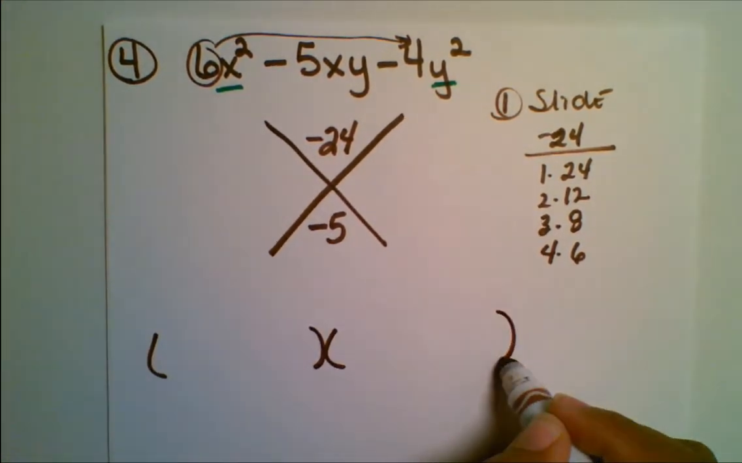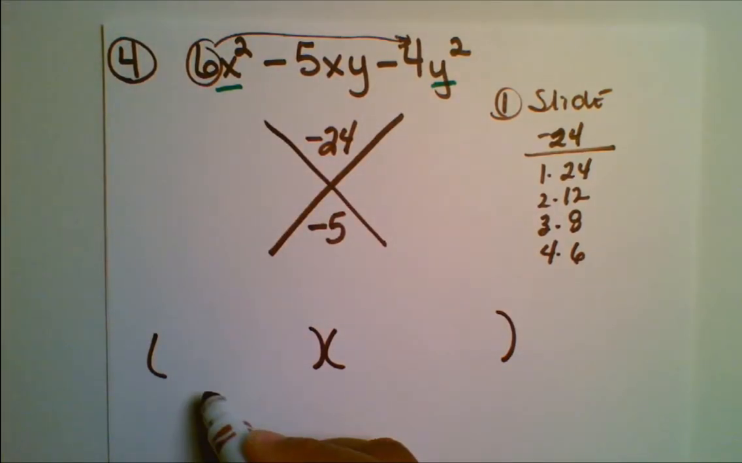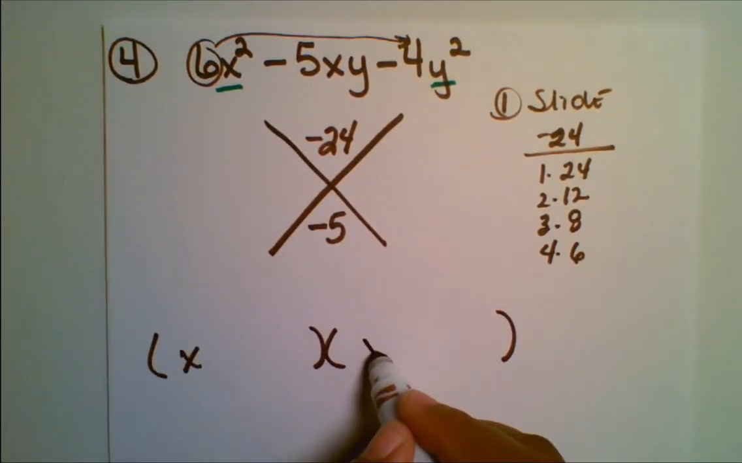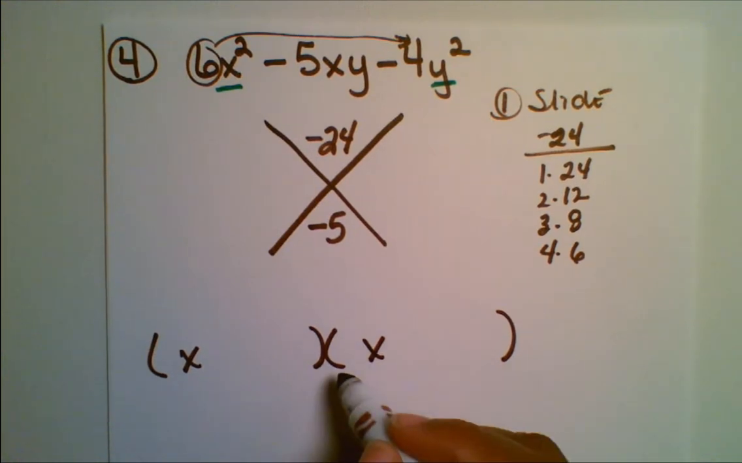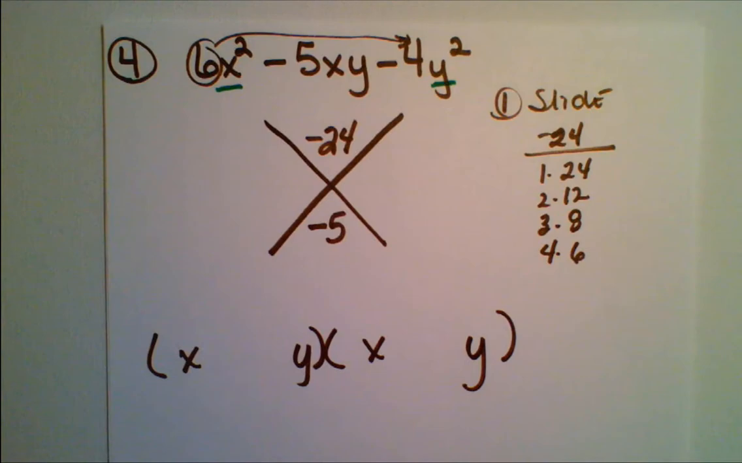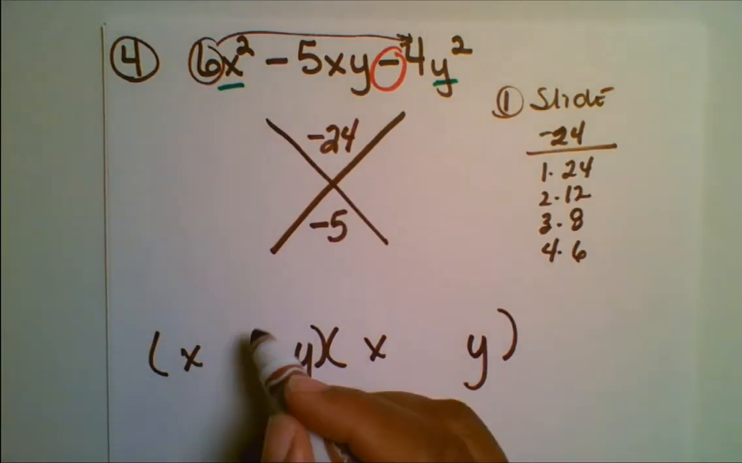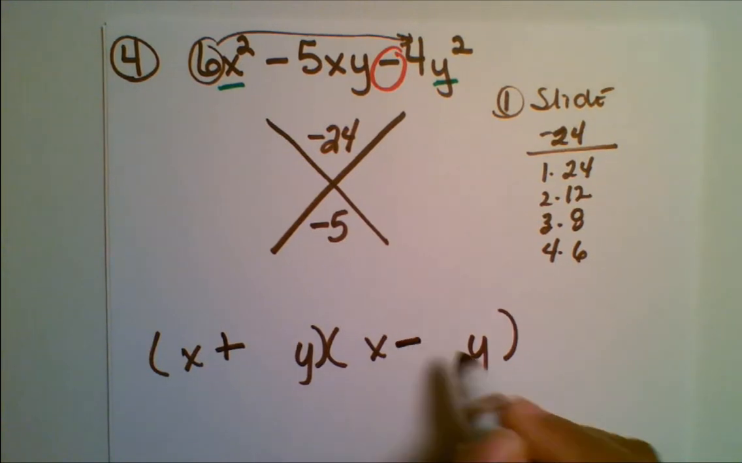Let's set up our template. Let's break down the variables. We have x, and we have y and y for the last term. The sign of the last term is negative, so that means the signs are going to be different.